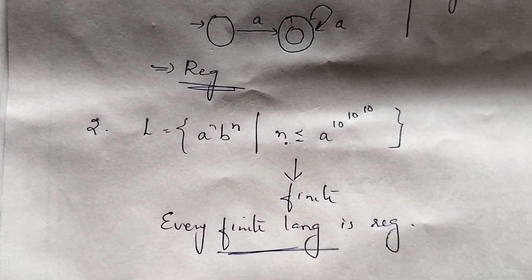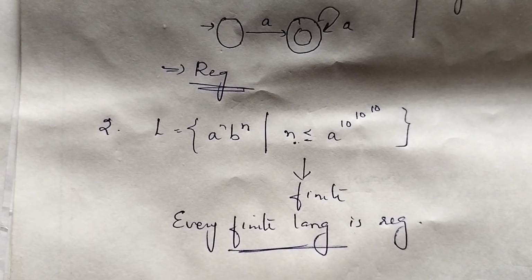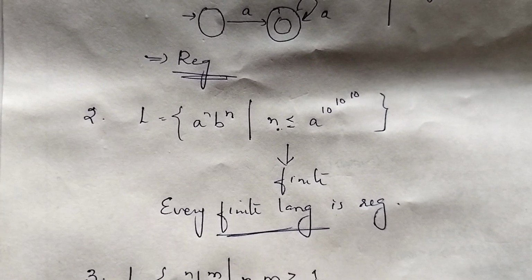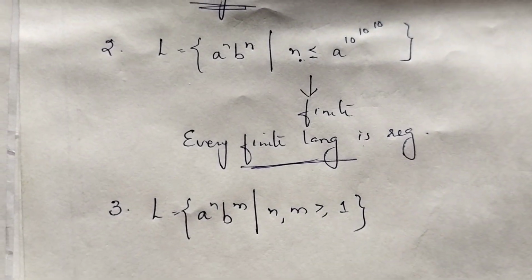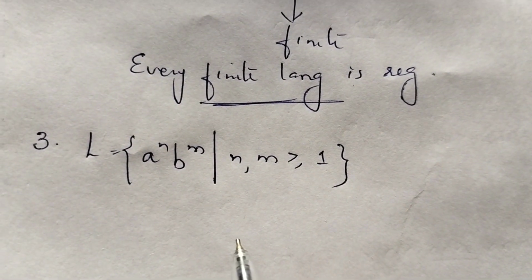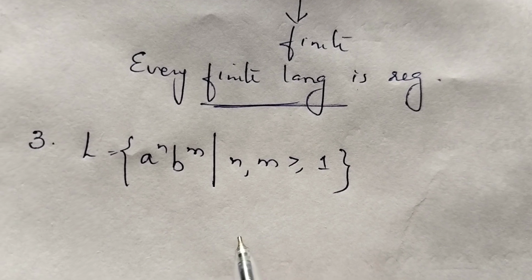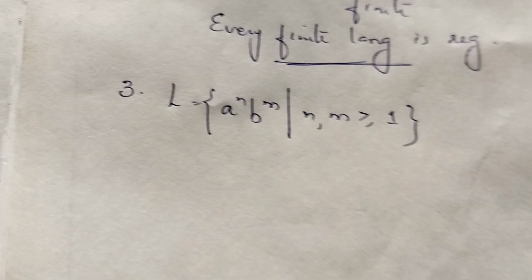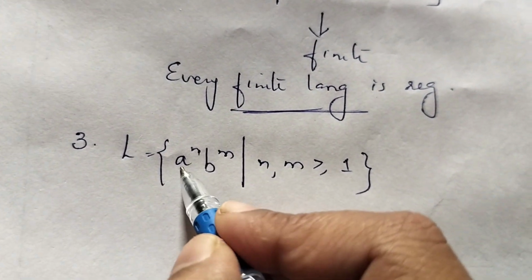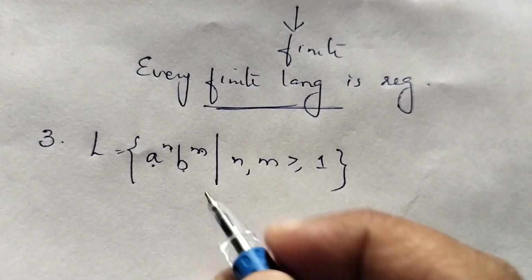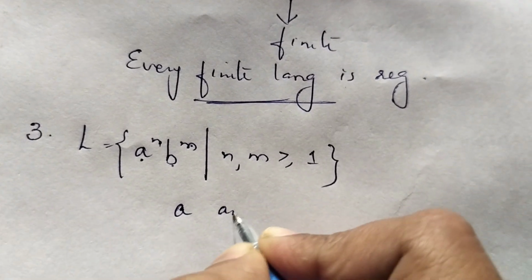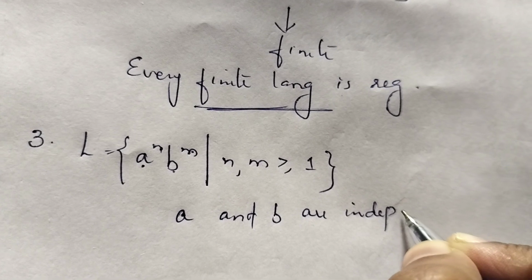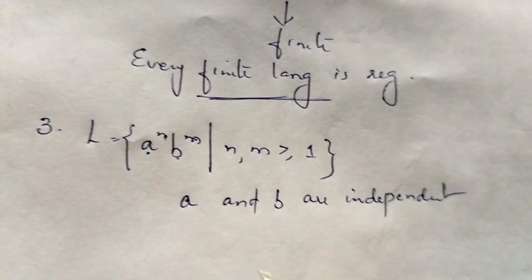Okay, let's see another problem. L equal to a power n b power m such that n, m greater than or equal to 1. Is this regular or not? First you check whether we can draw a finite automata. We can create a finite automata for this one. See here, n number of a's, then m number of b's. That means a and b are independent. They are not depending on each other.